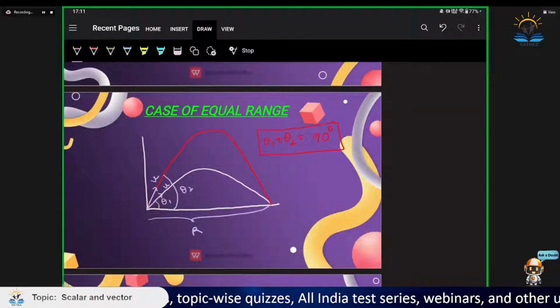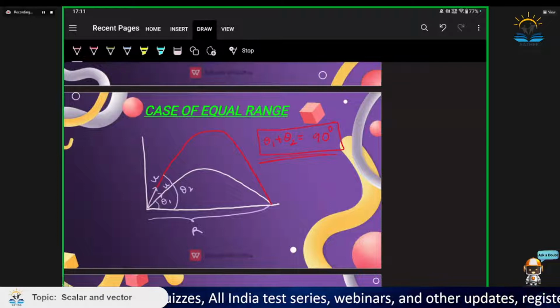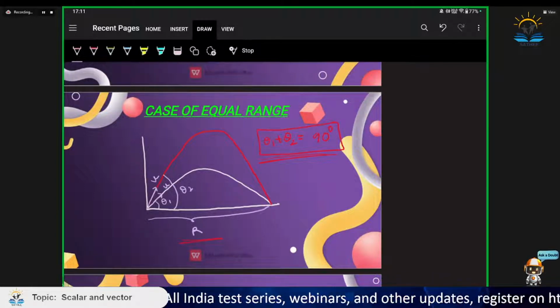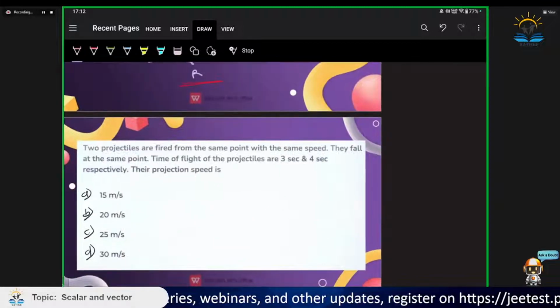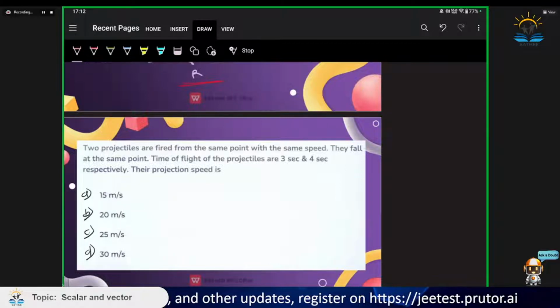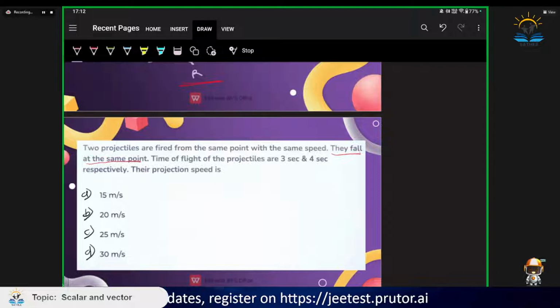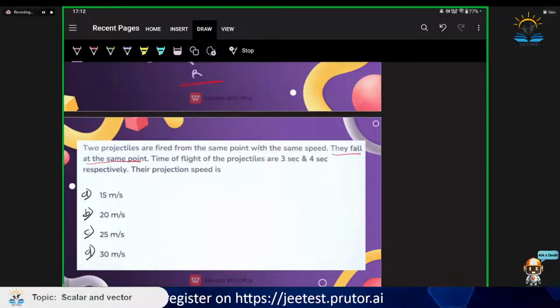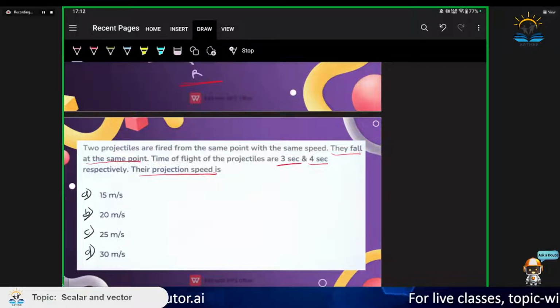You have to learn this by heart: theta 1 plus theta 2 will be 90 degrees if the range is the same and the initial velocity is also the same. Let's solve our first question. Two projectiles are fired from the same point with the same speed. They fall at the same point, which means they have the same range. Time of flight of the projectiles is given as 3 seconds and 4 seconds. We have to find their projection speed, u.